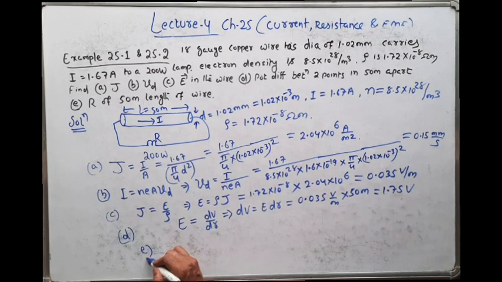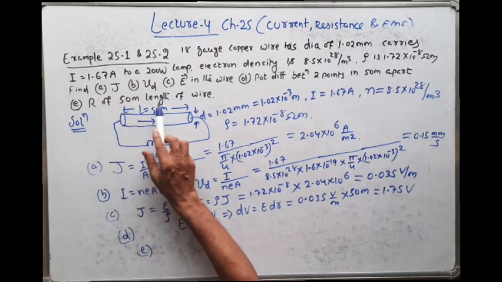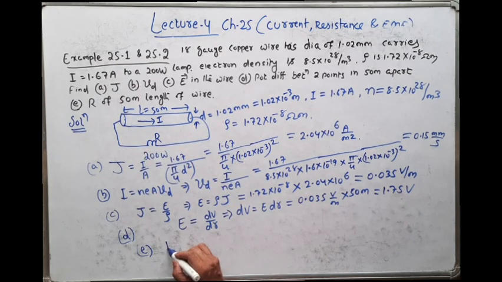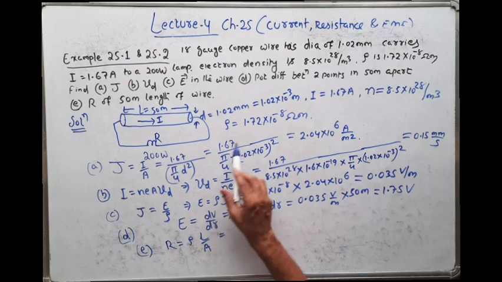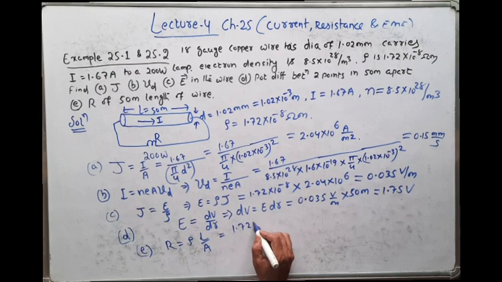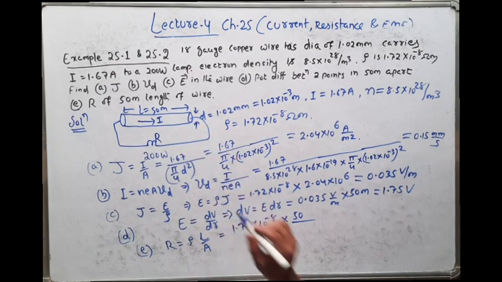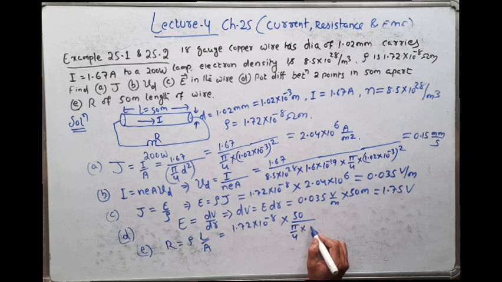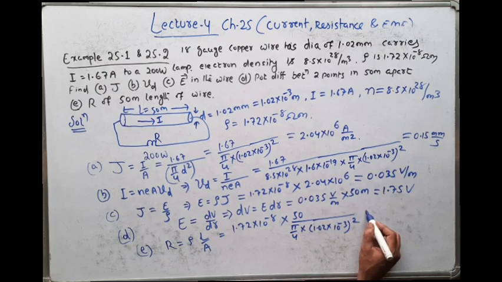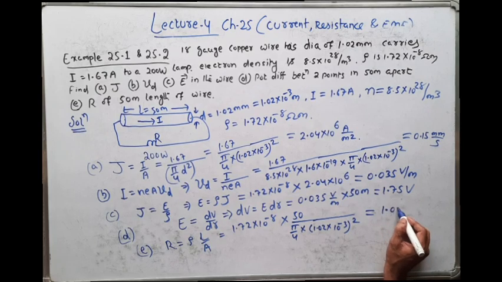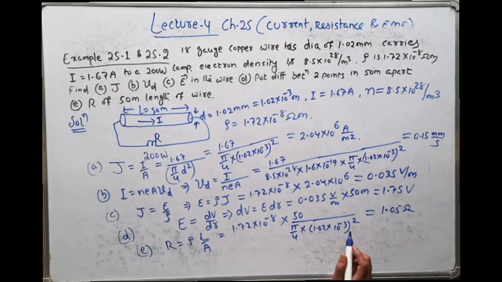Next, E bit. What is the resistance of 50 meter length of wire? So resistance is R is equal to rho L by A. Here rho is 1.72 into 10 to the power minus 8, length is 50 meter, divided by the cross sectional area of this conductor, pi by 4 into diameter square, that is 1.02 10 to the power minus 3 whole square. If you calculate, you will get resistance is equal to 1.05 ohm. So this is the resistance.